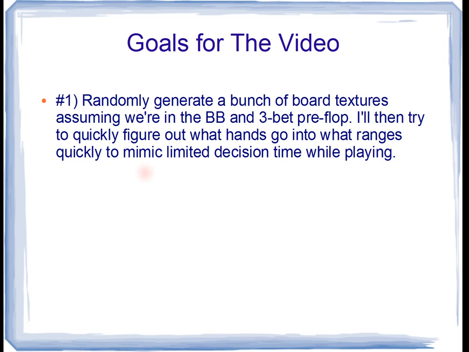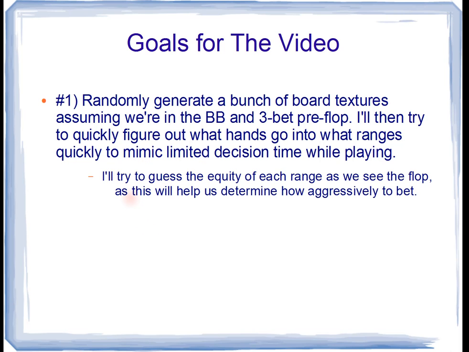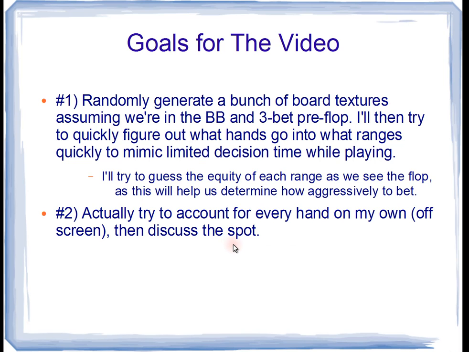I'll then try to quickly figure out what hands go into what ranges to mimic limited decision time while playing. As you know from my last few videos, I'm trying to give you an idea of what I do quickly, because you don't have time to write out all the hand combos when you're actually playing. I'll try to guess the equity of each range as we see the flop, as this will help us determine how aggressively to bet. I'll then try to account for every hand on my own off screen, then discuss the spot again.